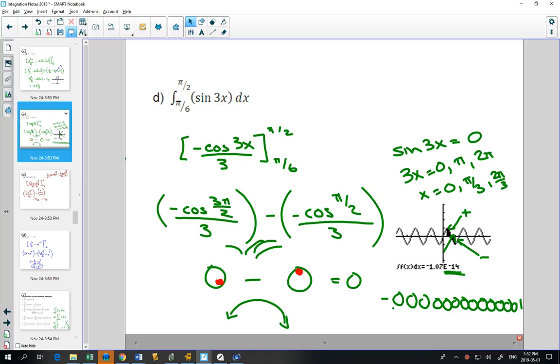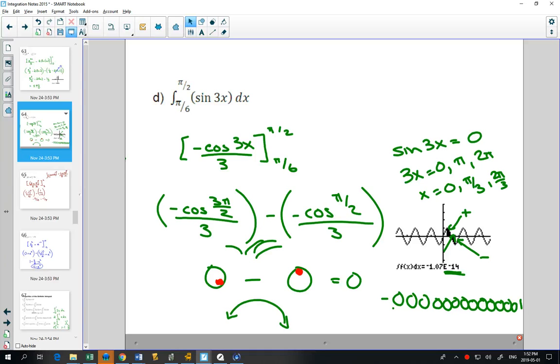Your calculators sometimes get tired, and they're like, you know what? This answer is close enough. If they're not happy with it, they can go somewhere else. But that's how close they got. We know the actual answer is 0.